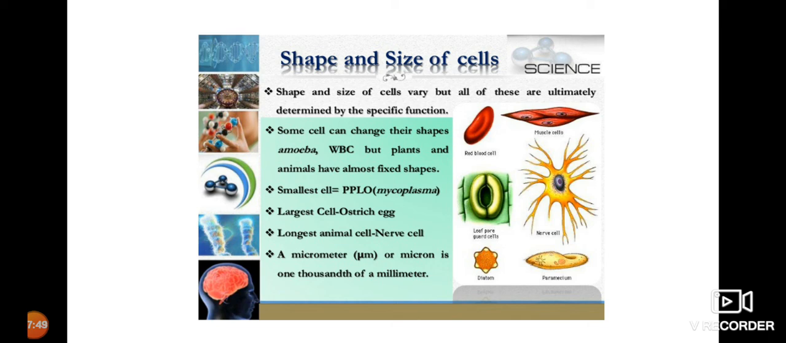So here, as you can check out, there are different cells having different shapes. Some of them can change their shape also. Like the smallest cell is that of mycoplasma, or PPLO, full form pleuropneumonia-like organism. And the largest cell is an ostrich egg. Longest animal cell is a nerve cell.